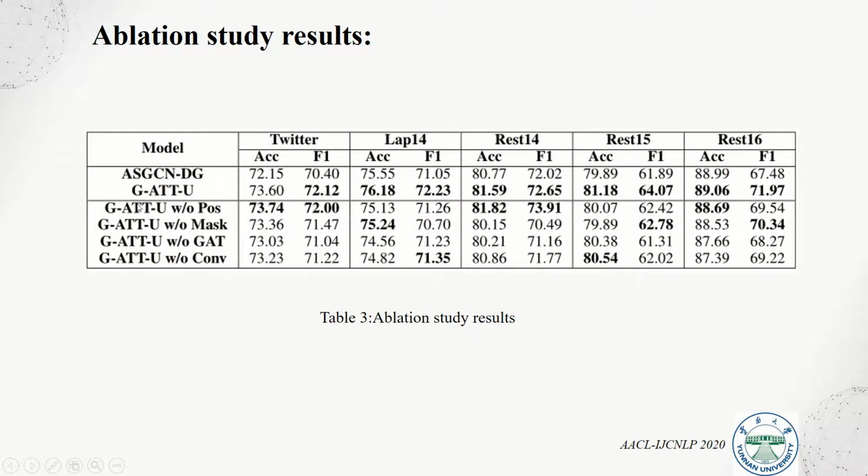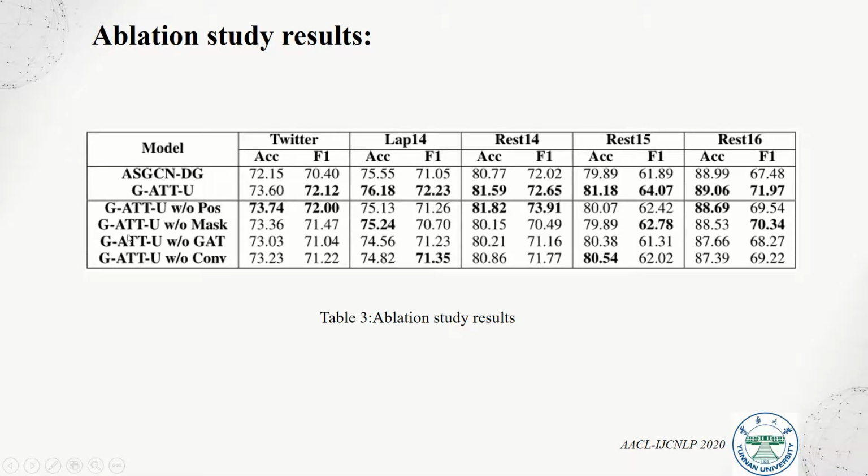Ablation study results. As indicated, removing the position weight causes the performance on laptop 14, restaurant 15, and restaurant 16 to decrease. However, the performance of graph attention without position weight increased by 1.26 on Twitter and restaurant 14, since the local information is less important than syntactic information. Compare ASGCN to the graph attention model.